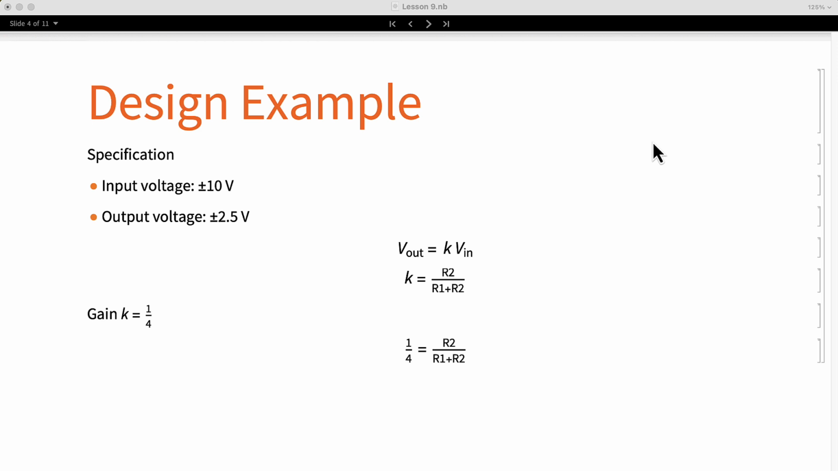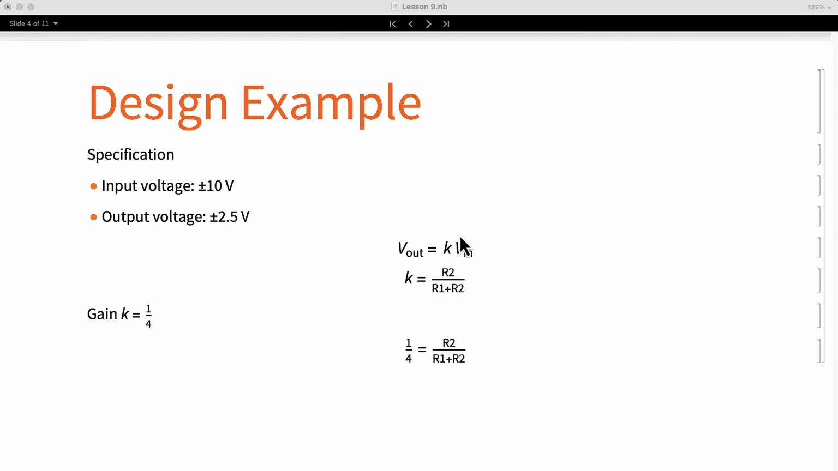Imagine that we have to make the following design using a voltage divider, and this is the specification. There's going to be an input voltage that can go from minus 10 volts to plus 10 volts, and the output voltage must be in the range of 2.5 volts to minus 2.5 volts.